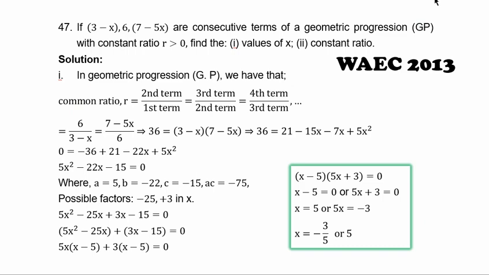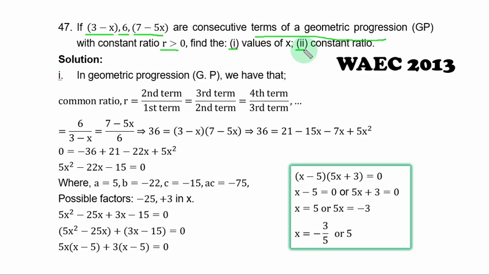Example 47. If 3 minus s, 6, 7 minus 5s are consecutive terms of a geometric progression with constant ratio r greater than 0. Find (1) the values of s, (2) the constant ratio.